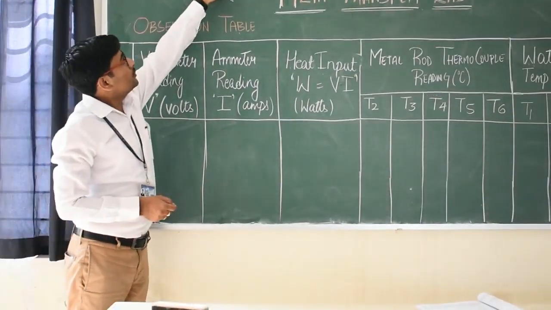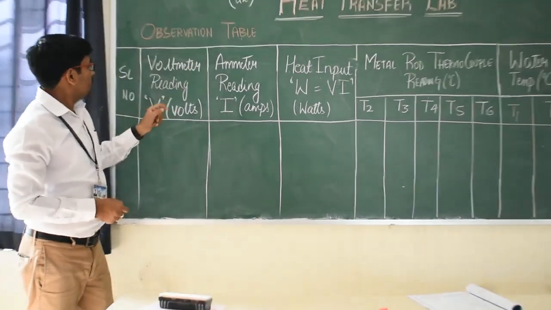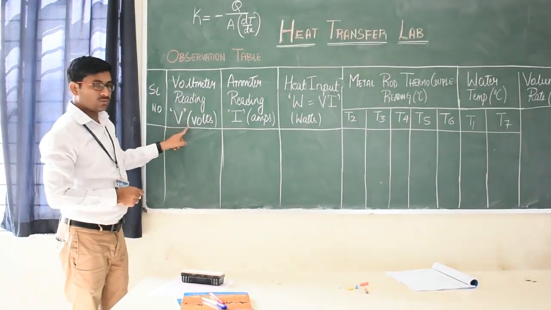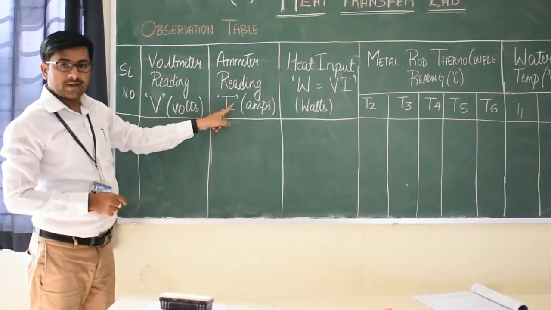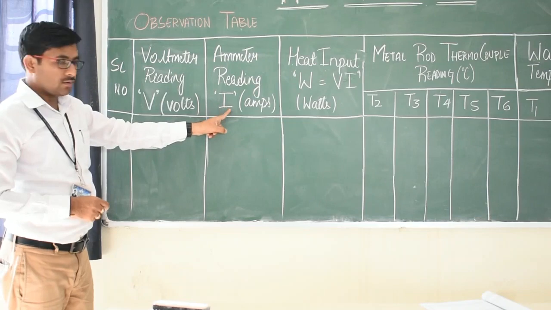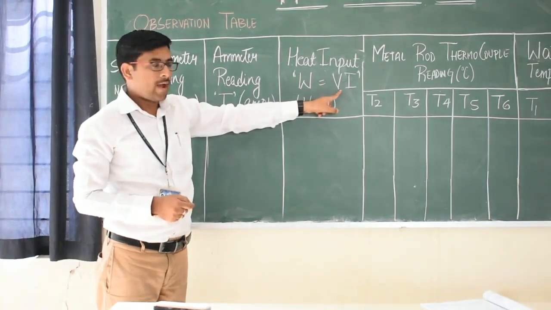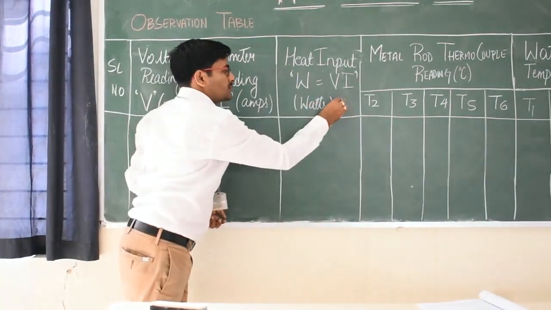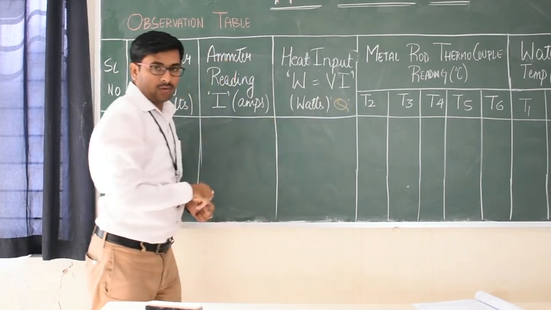So Q is equal to heat input. Heat input is given by the voltmeter reading, that is voltage, and the ammeter reading, so V into I. The current is in amperes. Voltage multiplied by current gives you watts, which is also called Q. This is the input we have given to the metal rod.